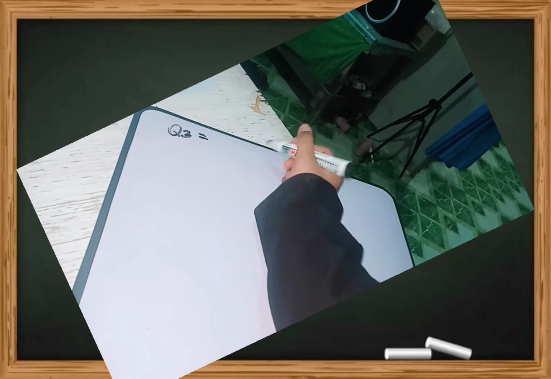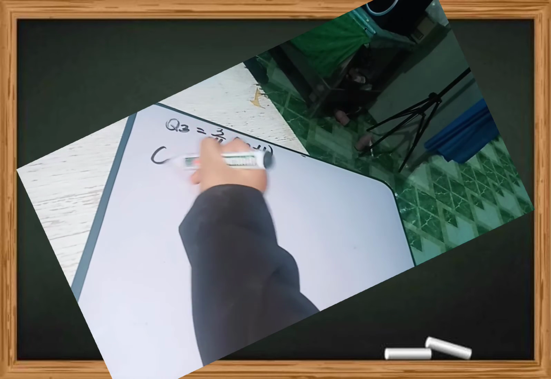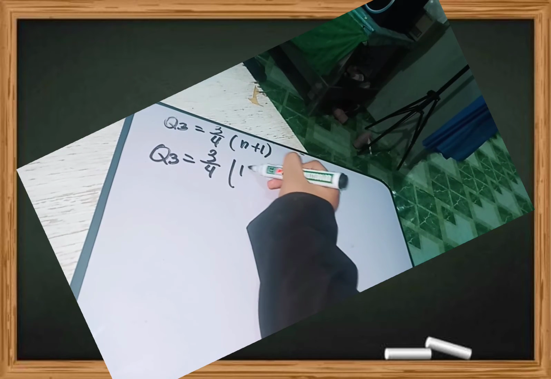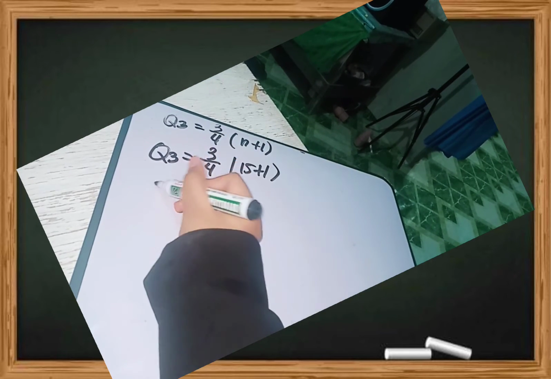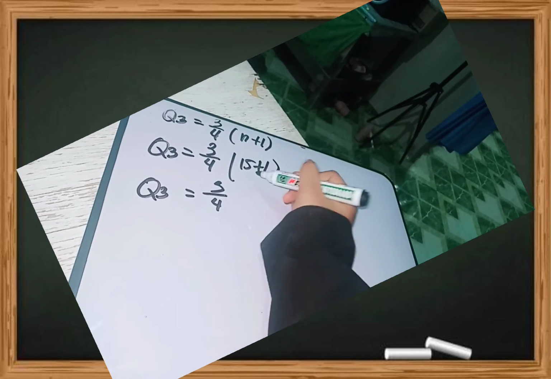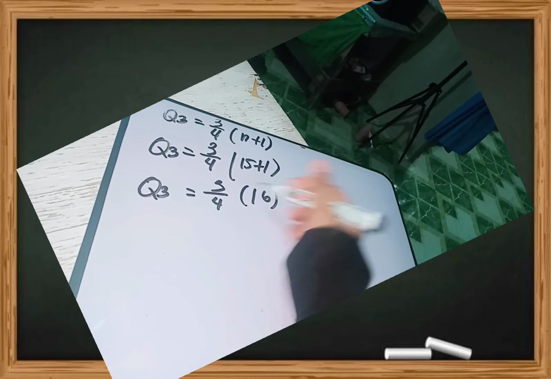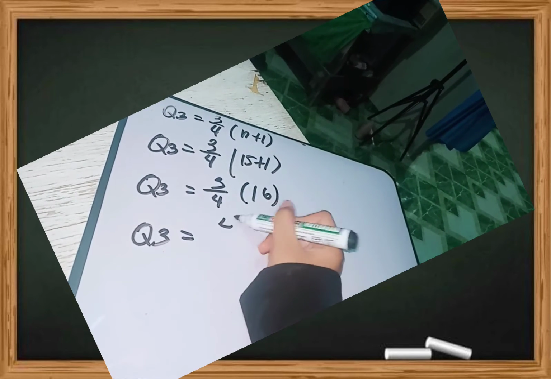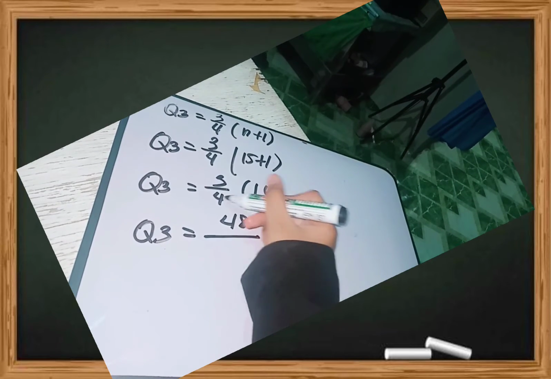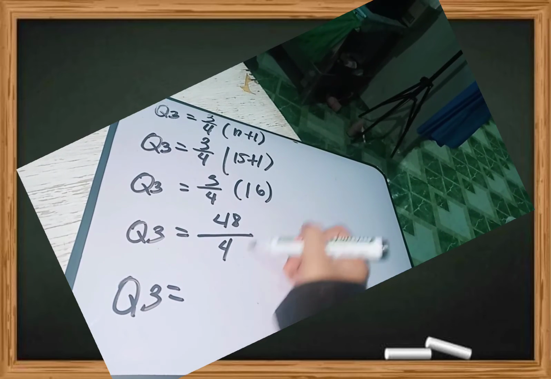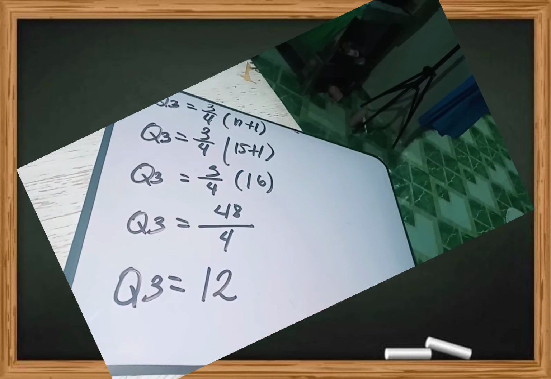Quartile 3 is equal to 3 over 4, n plus 1. Quartile 3 is equal to 3 over 4, 15 plus 1, which is equal to 16. Quartile 3 is equal to 16 times 3 is equal to 48. Copy the denominator, which is 4. So, quartile 3 is equal to 48 divided by 4 is equal to 12.